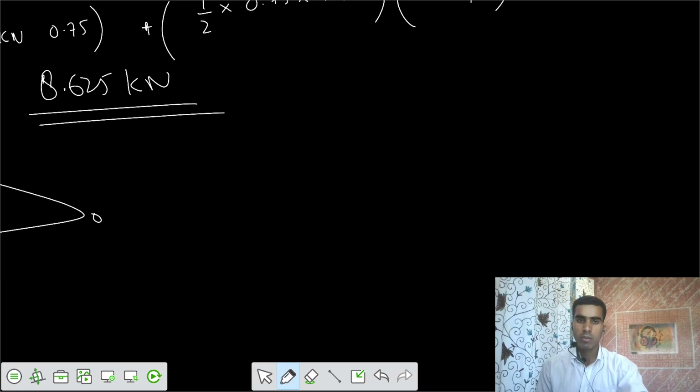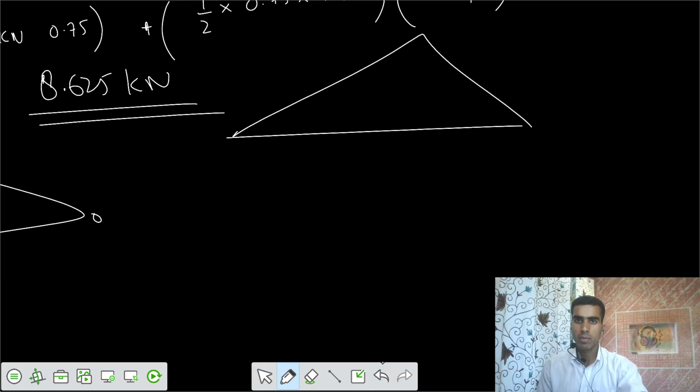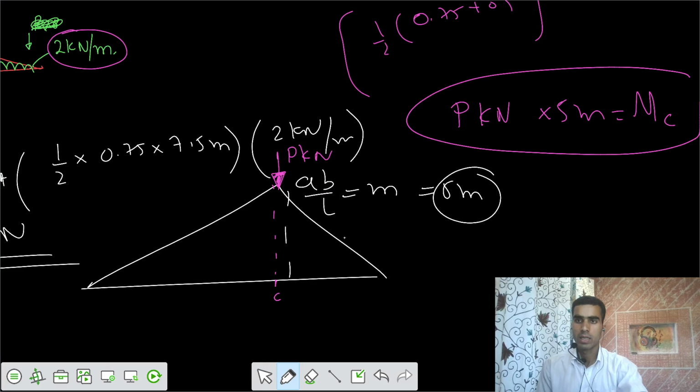And similarly for the bending moment diagram, if you have some bending moment diagram, its unit is AB by L, in terms of meters. Let's say that value is 5 meters, and we ask what point load should be applied such that we have maximum bending moment at this section C. If we apply the load P at the maximum ordinate, we get a maximum bending moment of P kilonewton into 5 meters. That's your maximum bending moment at point C.